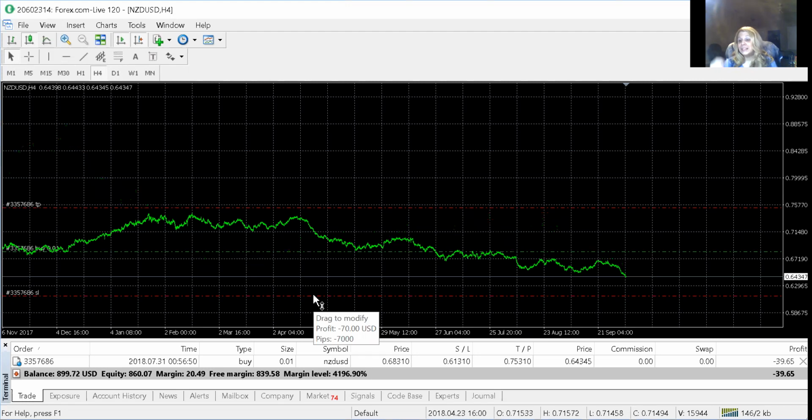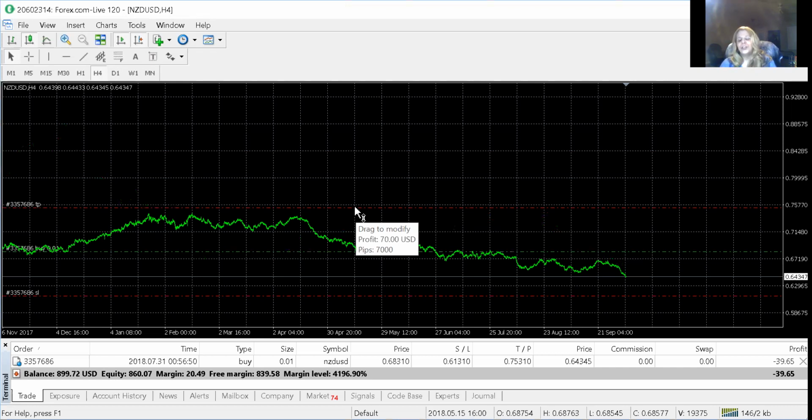It's negative because that's the most amount that I'm willing to lose on this trade if it goes in a way I don't expect it to. So it's negative $70 or 7,000 pips. My take profit is where I can see this trade going, and I'll show you why here in a moment, and it's at 0.75310, which is also at 7,000 pips or $70.